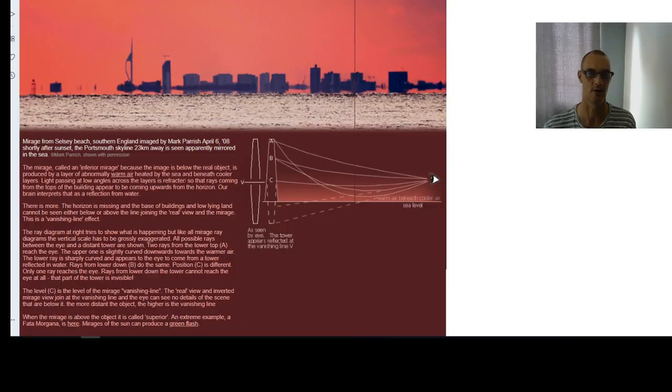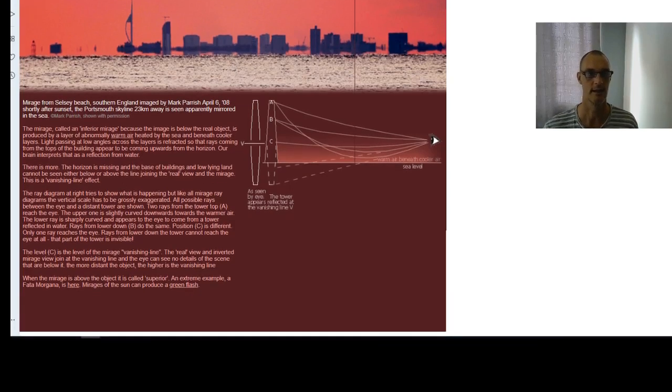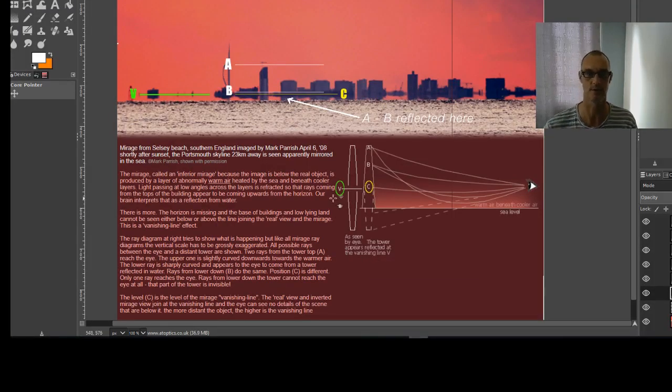It's very well explained on this website here, optics.co.uk, and we can see a photograph that was taken 23 kilometers away from this skyline at Selsey Beach in southern England, shortly after sunset, and you can see that everything is apparently mirrored in the sea. So what I've done is put this into GIMP just to try to illustrate what's being explained here.